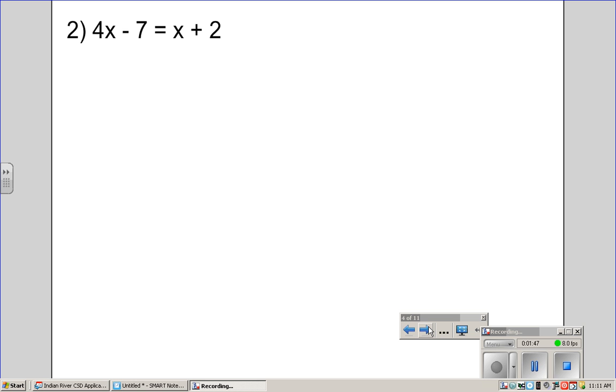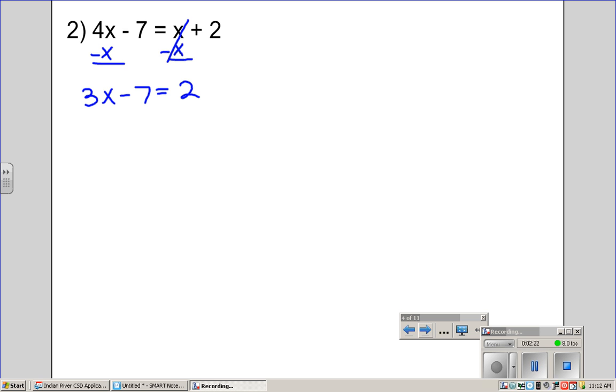Second question, we have an x on both sides of the equation. Pick one, either the 4x or the x, and do the opposite. In this case, they're both positive. So if I choose the x, I'm going to subtract x. X minus x is 0. So I just drop down the 2. On the left, 4x minus x is 3x. And bring down that negative 7.